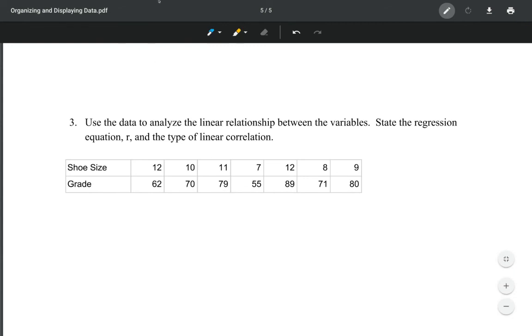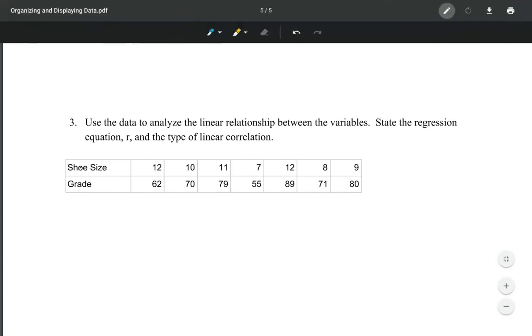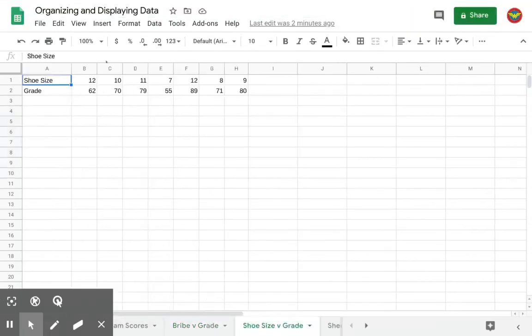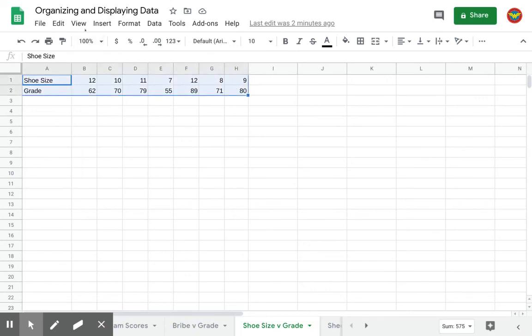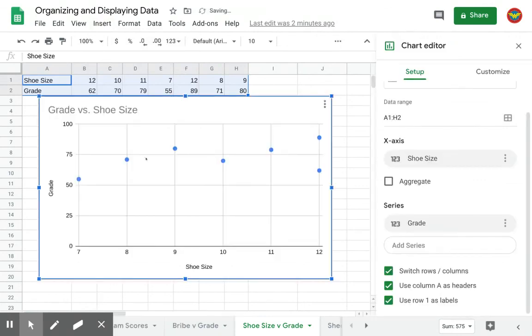So I've already copied this, but you might want to just highlight all of this and copy it and then paste it into Google Sheets or Excel. So I've got it here. Again, I'll do it both ways. So I'm going to highlight all of my data and I want to insert a chart. Insert chart. Okay, so there's my scatter plot. Maybe it almost looks like it has an upwards trend, right?